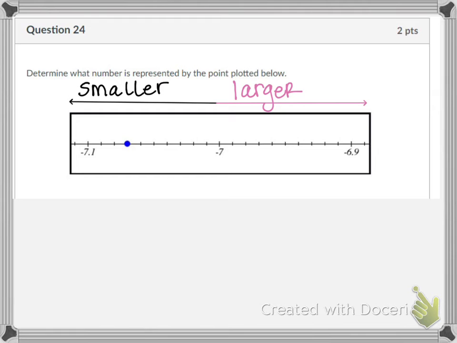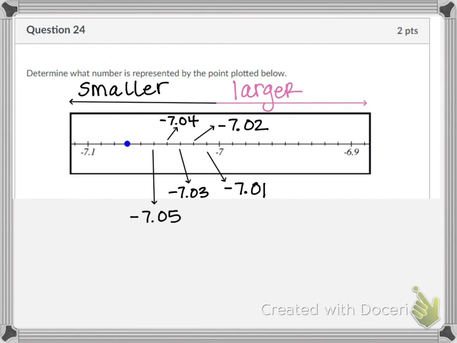So watch as I start going to the left. The very first spot to the left of -7 is going to be -7.01, because as I work my way to the left, I'm going towards -7.1, which is -7 and 1/10. Next step to the left is -7.02. Then my next tick mark is -7.03. Then my next spot is -7.04. My next spot is -7.05.